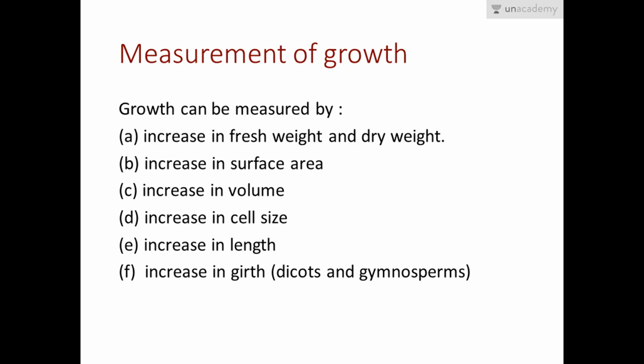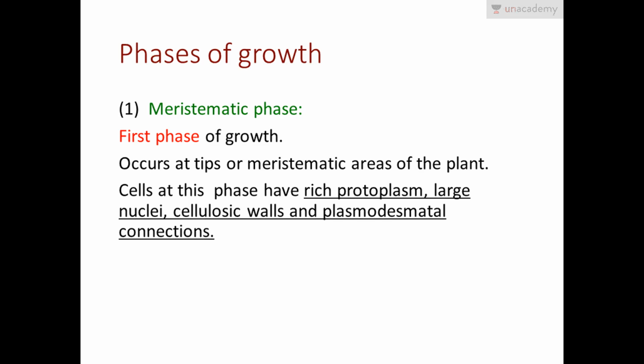Now, how do we measure growth? Growth can be measured in many ways. We have picked up just a few to make a note of, or just to understand growth in a bit more detail. Few of them are increase in fresh weight, increase in dry weight, increase in surface area, volume, cell size, length, or girth, as in dicots and gymnosperms, and not in monocots, because monocots do not possess the vascular or the lateral cambium. Now, we have three phases of growth.